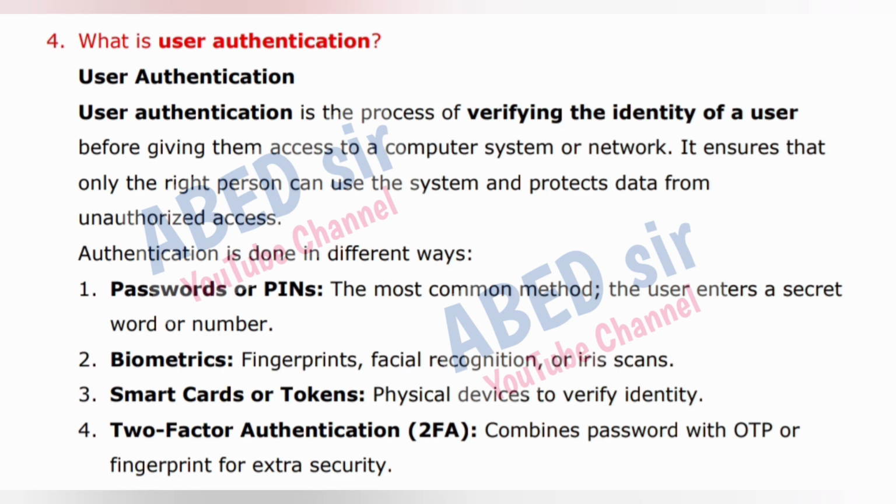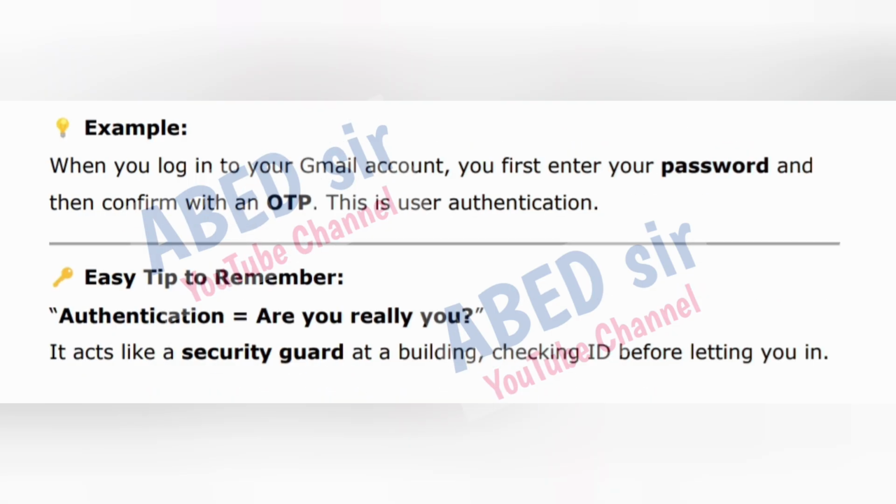3. Smart cards or tokens, physical devices to verify identity. 4. Two-factor authentication. 2FA combines password with OTP or fingerprint for extra security. Example: when you log into your Gmail account, you first enter your password and then confirm with an OTP. This is user authentication. Easy tip to remember. Authentication is "Are you really you?" It acts like a security guard at a building, checking ID before letting you in.